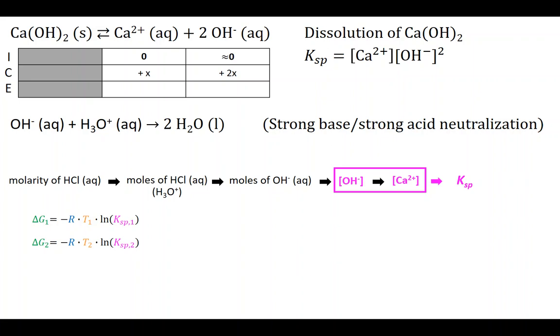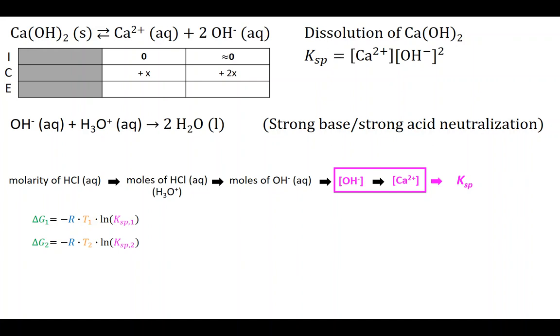If we then take our data from the second titration, where we filtered that solution when it was at 100 degrees Celsius, we can plug in that temperature in Kelvin for T2, plug in the titration data to get the K value for the dissolution at 100 degrees.